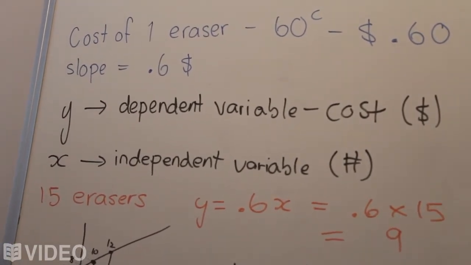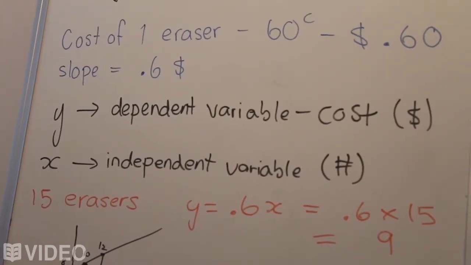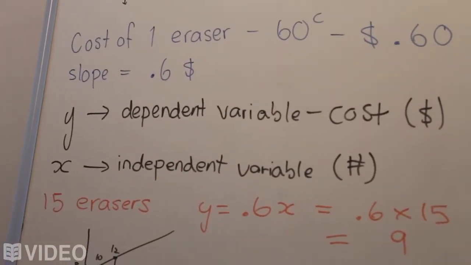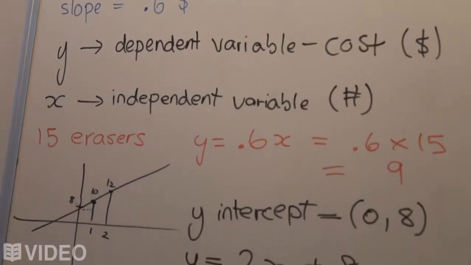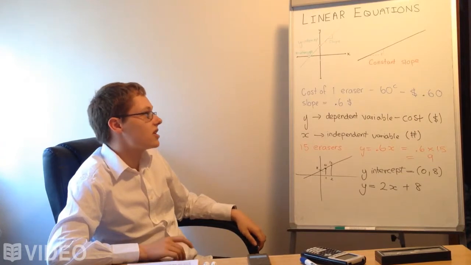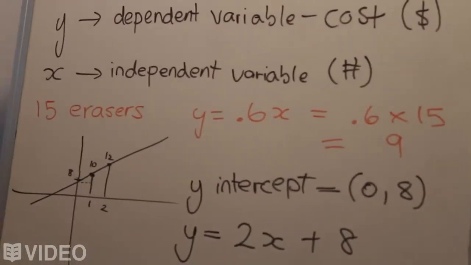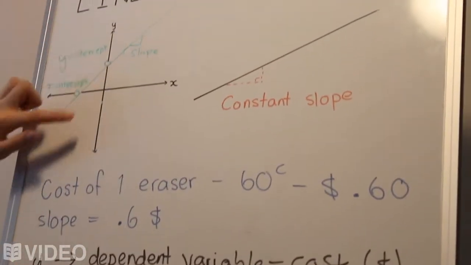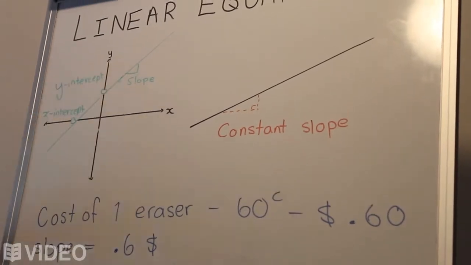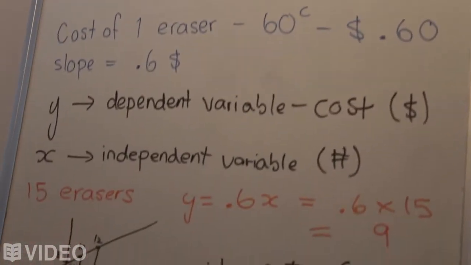But linear functions don't just have slope. Although slope is constant, we also have the property of the y-intercept in the equation. With the case of erasers, if you want to buy 0 erasers, it's going to cost you $0. So we don't need to worry about the y-intercept. But the y-intercept may not necessarily be 0. And of course, the intercept is just where the line cuts across the y-axis. There it is there. So let's have an example where the y-intercept is actually used.